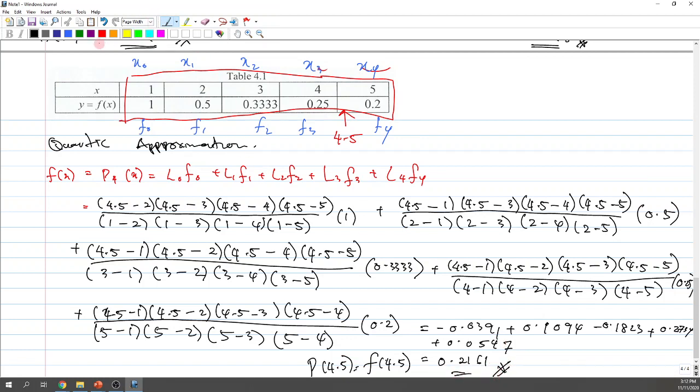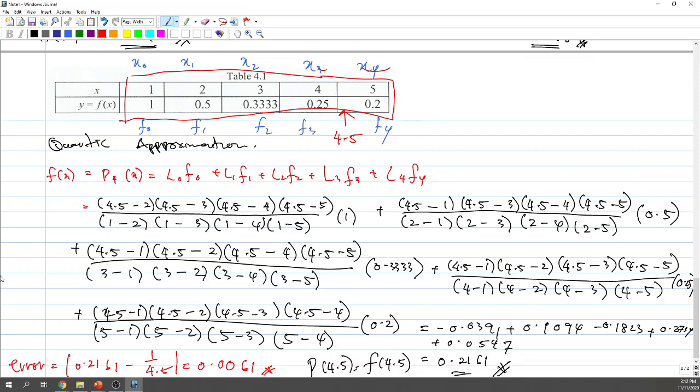Okay, the error, we measure over here. So the error is 0.2161 minus 1 over 4.5, which is equal to 0.0061. I think this is one of the highest errors.